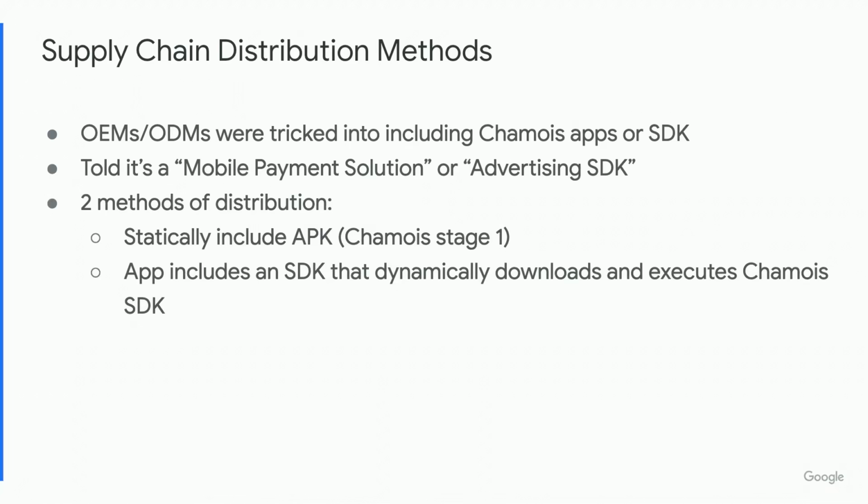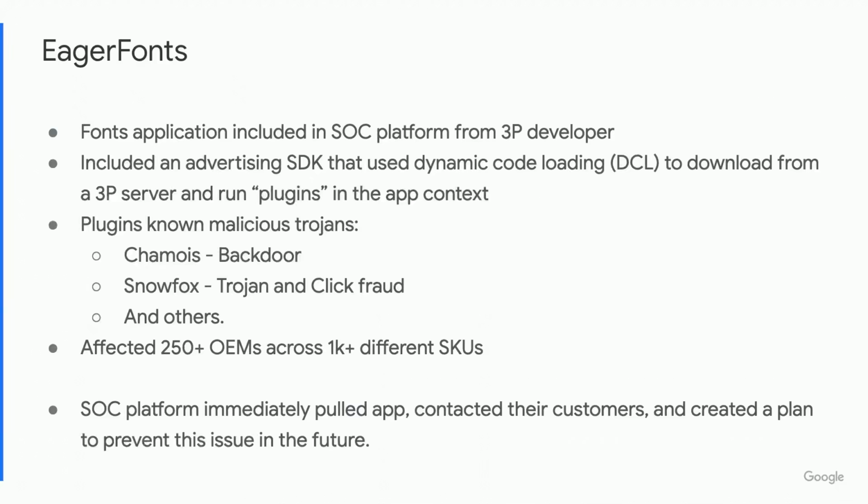So they generally had pre-installed two different methods of distribution. One was the stage one Chamois APK was statically pre-installed on the device. It was also often named something like sales tracker. Otherwise, they pre-installed an application that would then dynamically download and execute the Chamois SDK. So there were two distribution methods in the pre-installed supply chain ecosystem there.